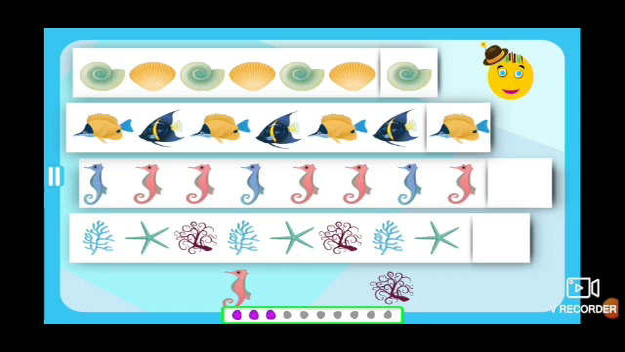Seahorses: one blue seahorse, two red seahorse. One blue seahorse, two red seahorse. One blue seahorse, it should be two red seahorse. So one is given, so next one it should be red seahorse.